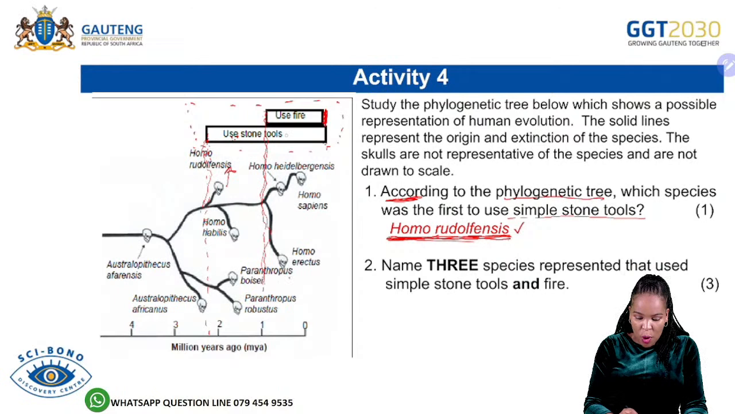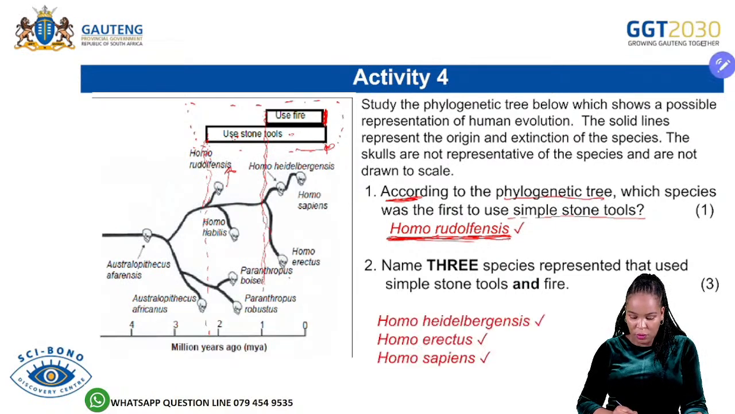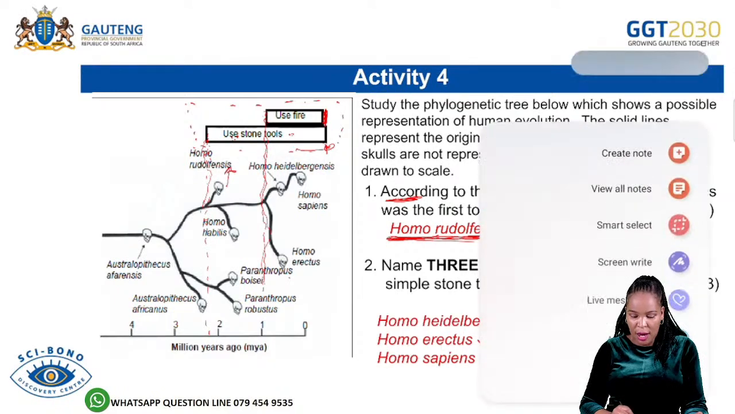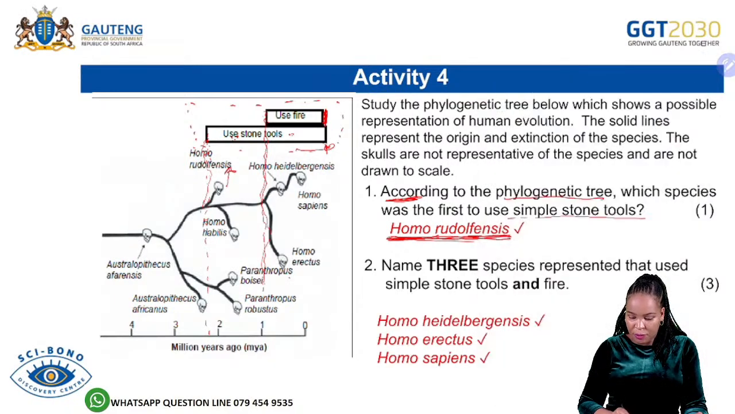So all of these, remember, are now using the stone tools, because the bar for the stone tool still continues. They are using the stone tools together with fire. Let's check if we are correct. So any 3 of those. Right. Homo heidelbergensis, Homo erectus, and Homo sapiens. We are correct. Right.